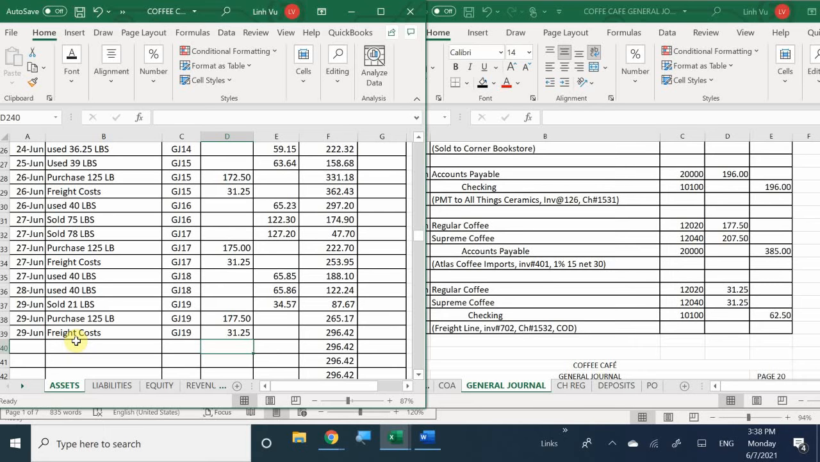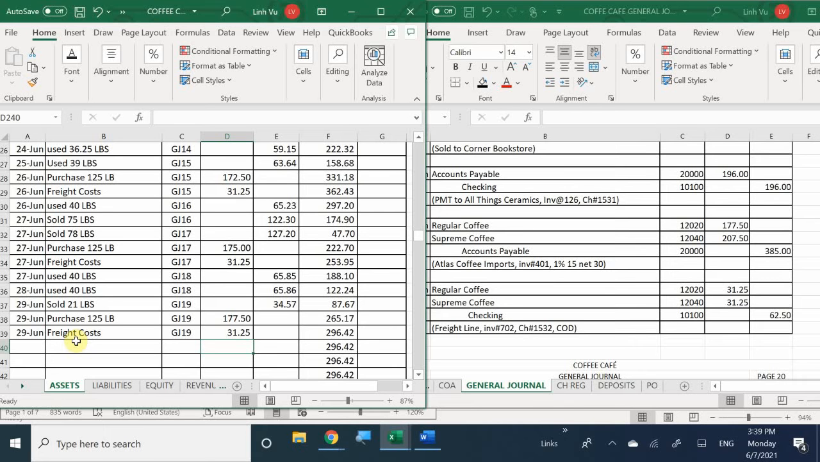Okay, I'm good. All right. So right underneath, we got delivered. So right underneath that, we just put our purchase. I put delivered, and I just glanced over. You put freight costs. I was kind of switched to that. So 6/29. We got delivered. Our general journal is 19 at a cost of 31.25.